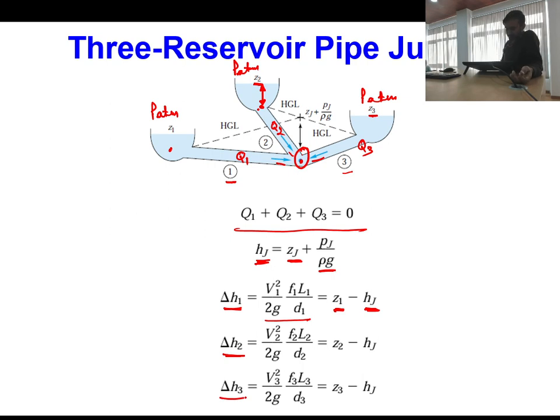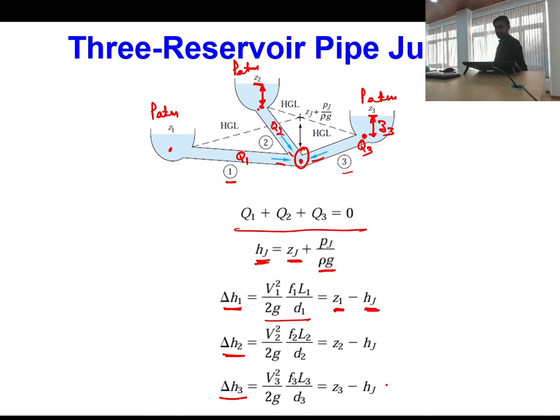Similarly, if I write for the third pipe, then head loss for the third pipe has to be f L V square by 2 g D, and head at this point minus head at the junction. So head at this point is only Z3. Okay, so Z3 minus Hj is my head. Is this point clear? Are all clear with this idea?